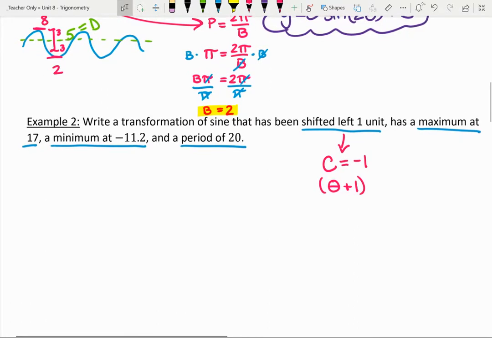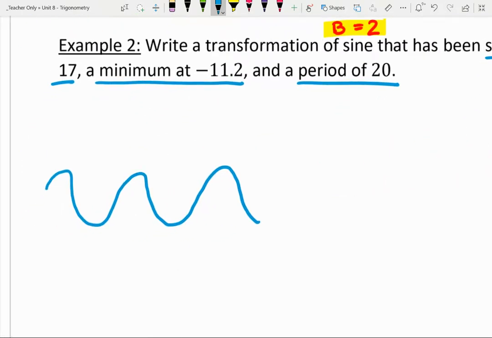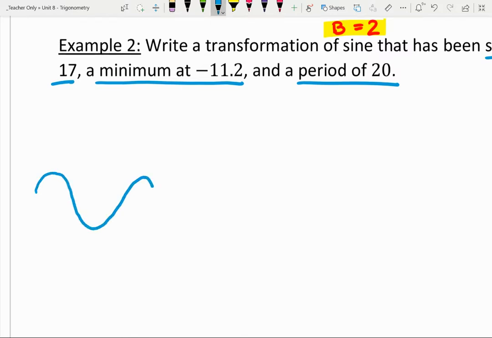A maximum at 17 and a minimum at negative 11.2. So like example 1, we could draw a picture to give us a little bit of reference, but we're probably going to have to do some actual calculations. My sine graph is a little bit pointy there. Let's see if I can do a better one. Oh, that looks just a little bit better. So we have a maximum at 17 and a minimum value at negative 11.2.